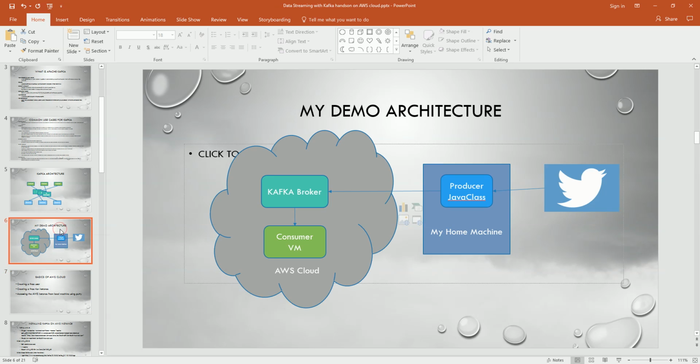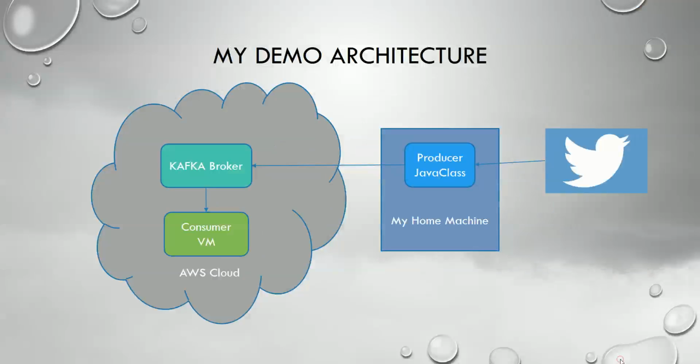Now we have seen how to create the AWS instances and how we can access them from our home desktop or laptop. Let's now run a simple demo using the producer, the consumer, and the Kafka broker. A very simple demo without any Java code involved, just using some commands.